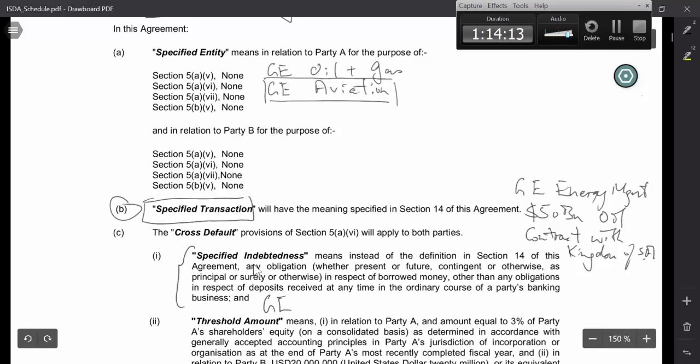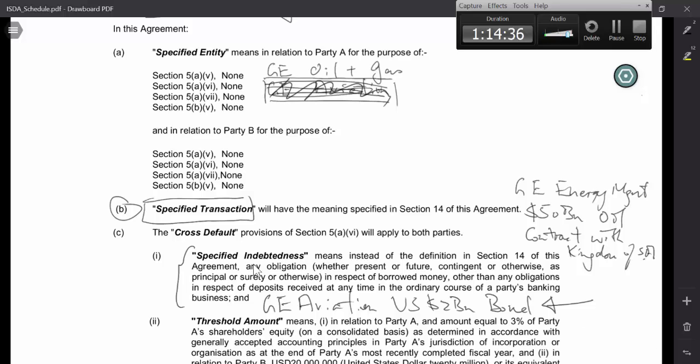So GE Aviation, $2 billion global bond. And here you cross it out. So if something bad ever happens to this bond, if they ever default on this bond, then JP Morgan can say, all right, I'm out, I want to terminate my banker customer relationship with you, and let's calculate a mark-to-market, and then we just say goodbye there.